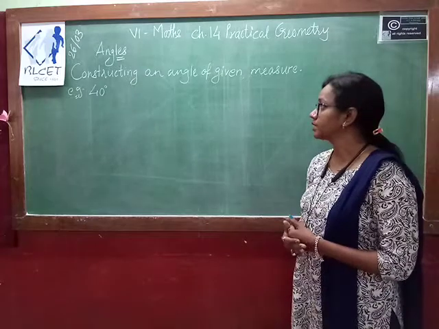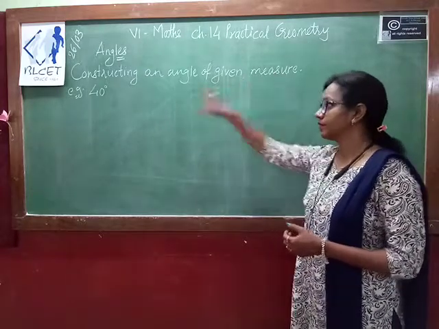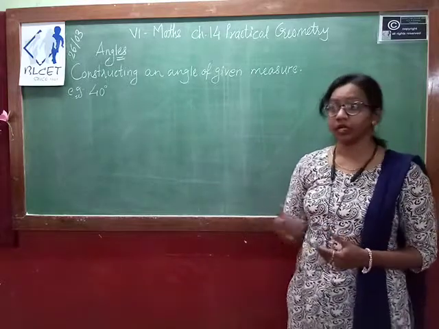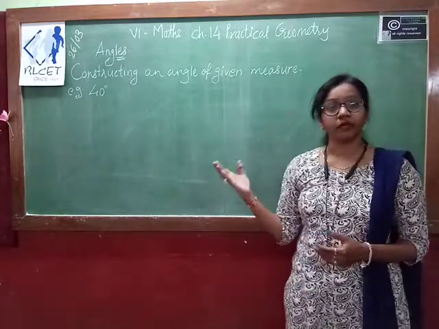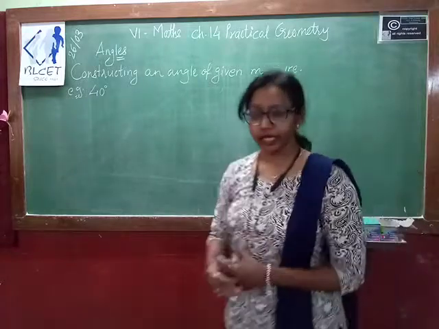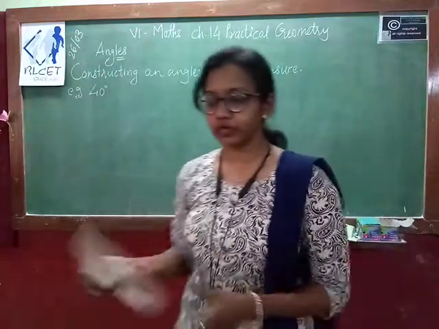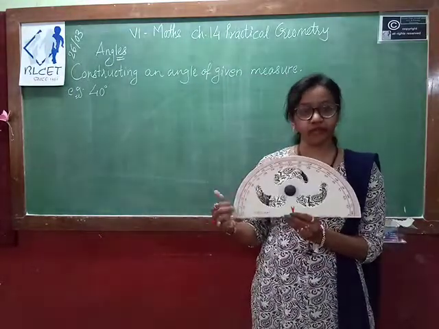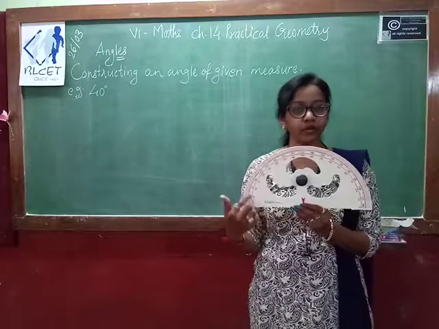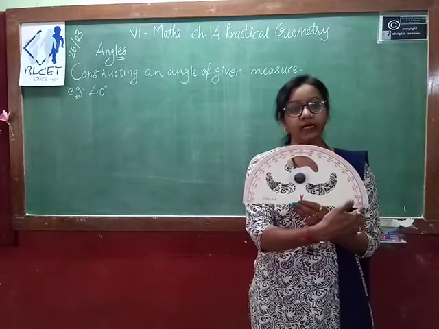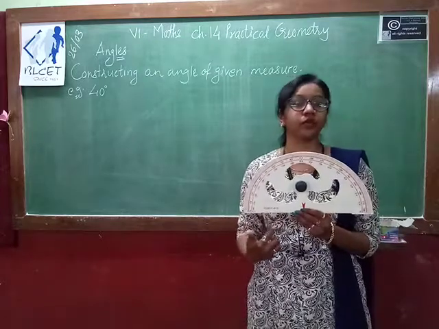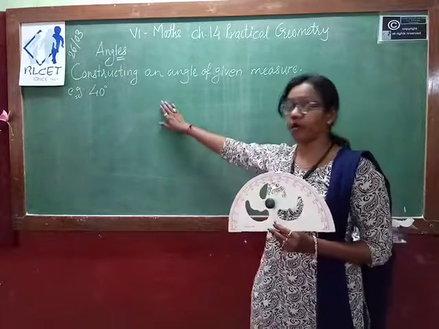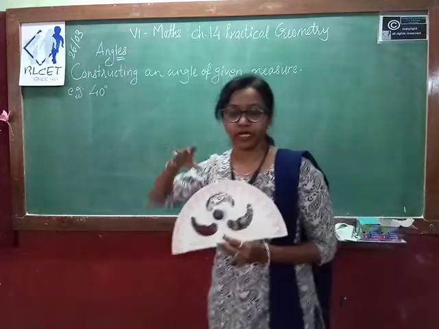So the first question is constructing an angle of given measure, for example 40 degree. If you want to construct a 40 degree angle, or draw a 40 degree angle directly, what can we use? We can use a protractor, because on the protractor the measures of angles are already marked, 0 to 180 from the left side and again from the right side 0 to 180 degree is always marked. So with the help of protractor and ruler we can draw or construct a 40 degree angle.